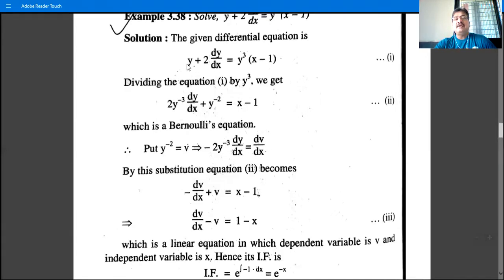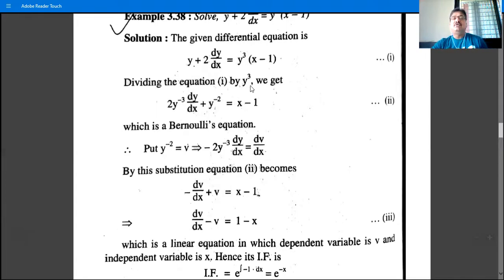So instead of this, dividing by 2 only, dy by dx plus 1/2 y is equal to (x minus 1) y cube, and this is the Bernoulli's differential equation of the form dy by dx plus P(x) y is equal to Q(x) into y raised to n. So y raised to n, value of n is 3.